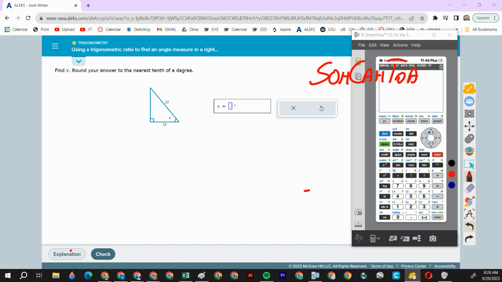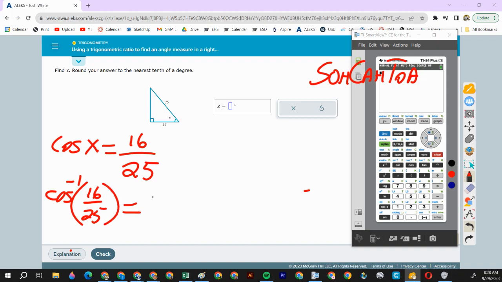Which ratio will we choose here? Cosine again. 16 is the adjacent side and 25 is the hypotenuse. The cosine of X is 16 over 25. Whenever you are using an angle, you use sine, cosine, and tangent. Whenever you are looking for an angle, you use sine inverse, cosine inverse, and tangent inverse. So the cosine inverse of 16 over 25 is equal to angle X. Cosine inverse of 16 over 25 gives me an angle of 50 degrees.